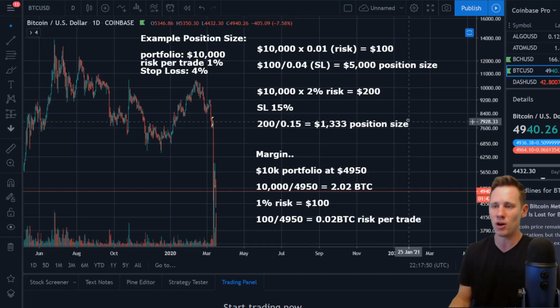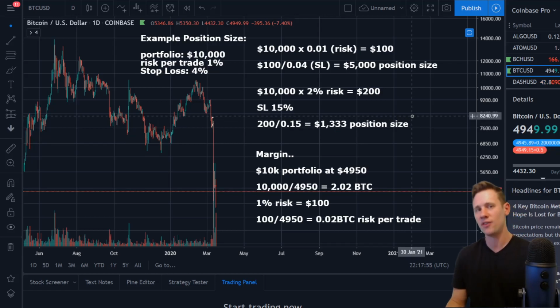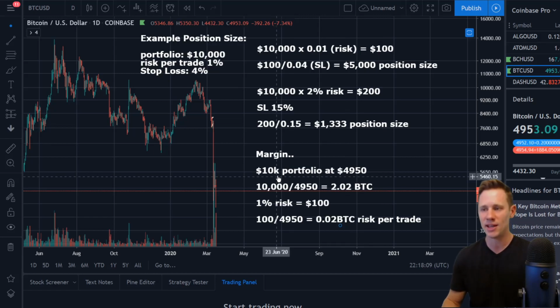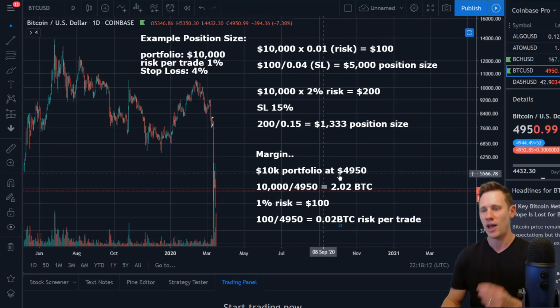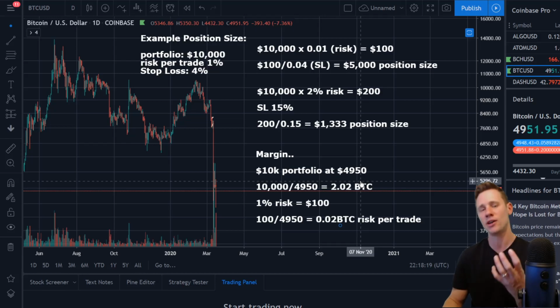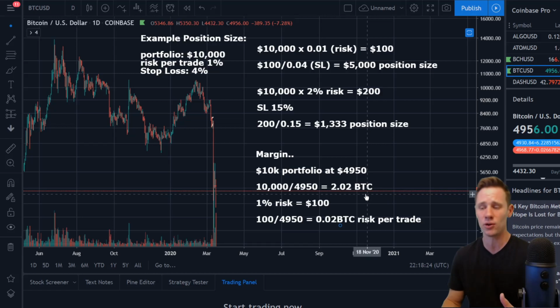Now let's say you're on margin, which I often am. Sometimes you won't have enough time to look at the stop loss and do all these calculations, but you want to know in general terms how much you're willing to risk on each trade, okay? So if you had a $10,000 portfolio at a BTC price of $49.50, right? So at current price, you had $10,000 USD worth of Bitcoin. That would be about 2 Bitcoin, right?